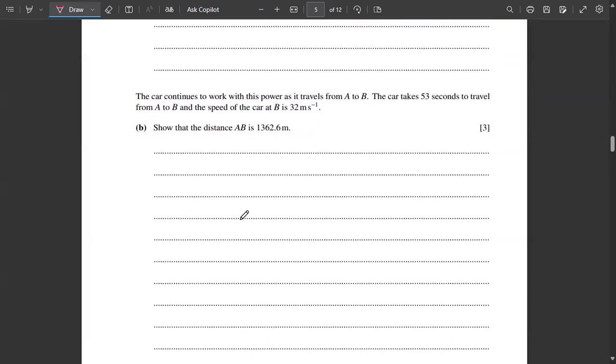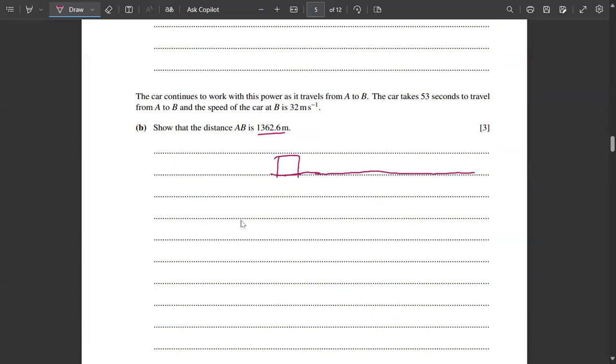The car continues to work with this power as it travels from A to B. This takes 53 seconds to travel from A to B, and the speed of the car at B is 32 meter per second. Show that the distance is 1362.6. This is a classic kinematics question, and there is nothing to worry about. If we just input the basic formulas, we'll get the answer.